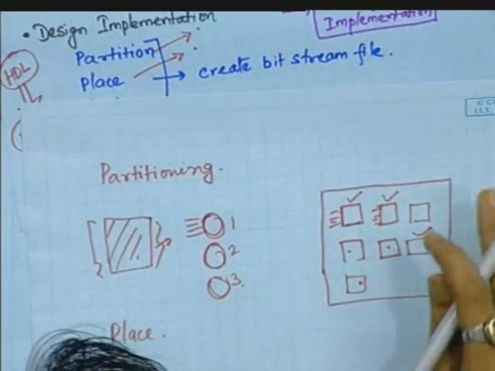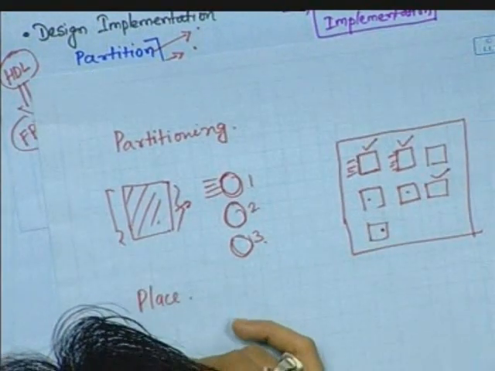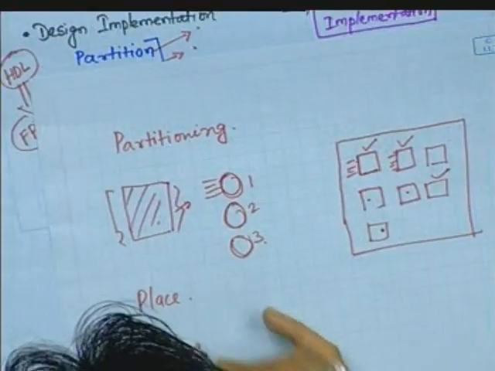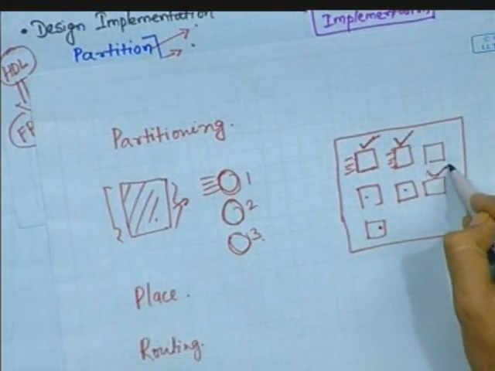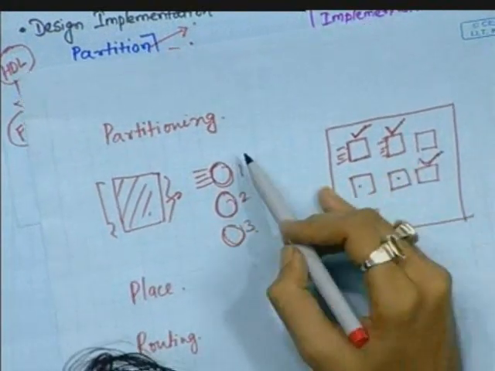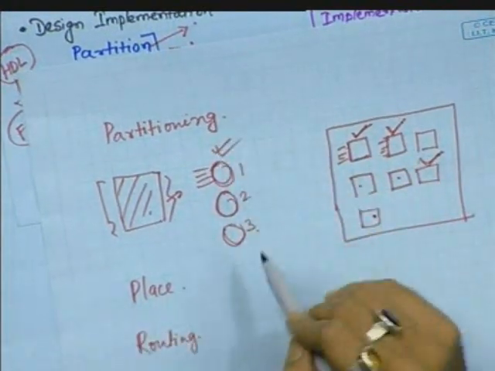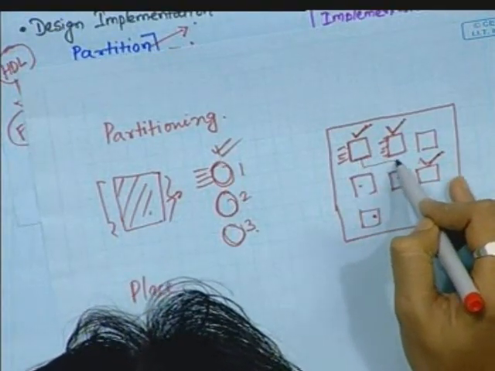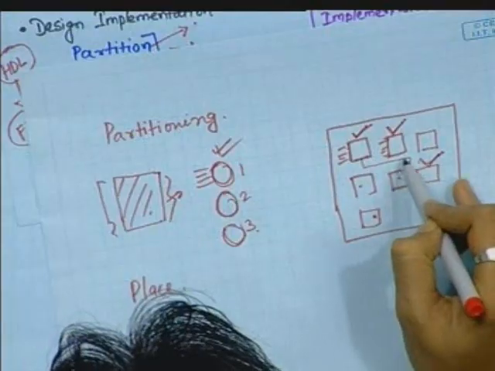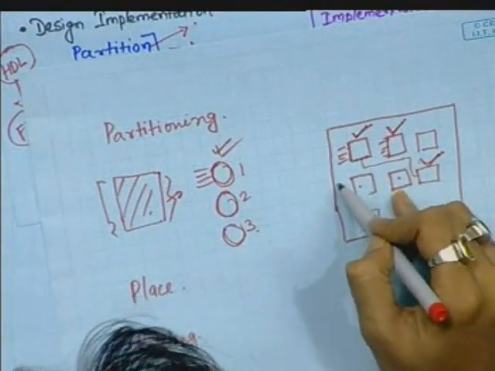The next part is routing. Suppose in the place step you have selected that these CLBs will be used to implement our logic functions. Now, the routing will find the interconnects. How will they be interconnected? The paths.